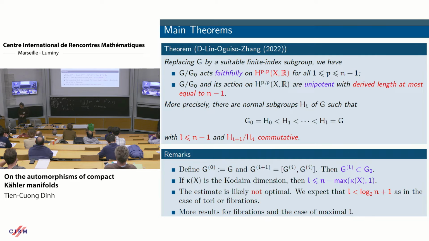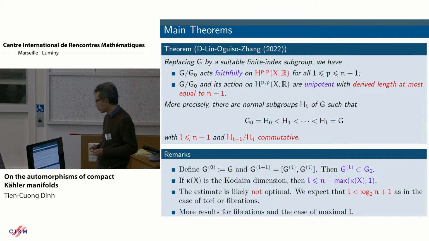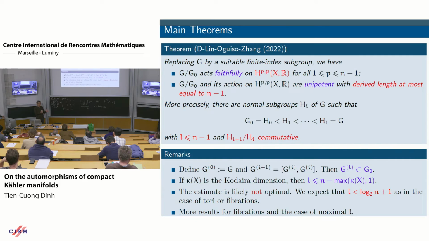Now, this is the main theorem. So if you replace G by a suitable finite index subgroup, so modulo a finite index subgroup, then we have that the quotient G over G0 acts faithfully on H^{p,p}(X,R) for every p between 1 and n minus 1. Which means that you can identify G mod G0 with the action of this group on H^{p,p}. If you know the action on H^{p,p}, you can identify the group.